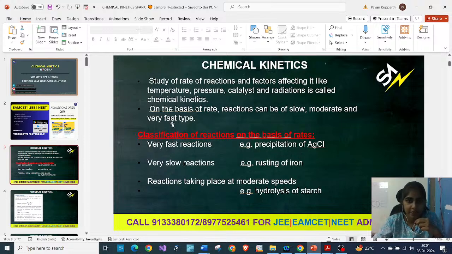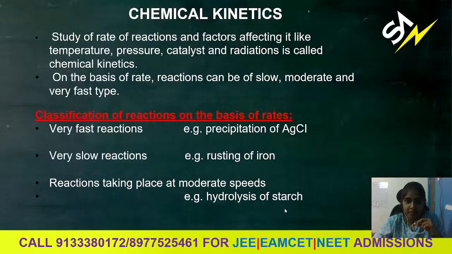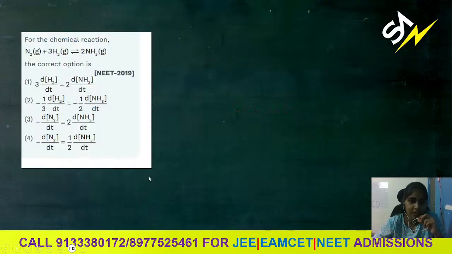Let us see our first part. We have learned what is meant by chemical kinetics, how it affects the rate of reaction. We have studied the types of reactions based on rates. They are very fast reactions, slow reactions, and reactions taking place at moderate speeds.